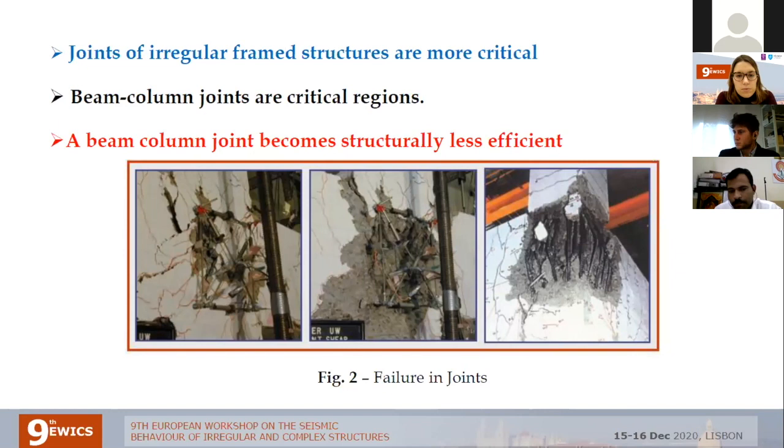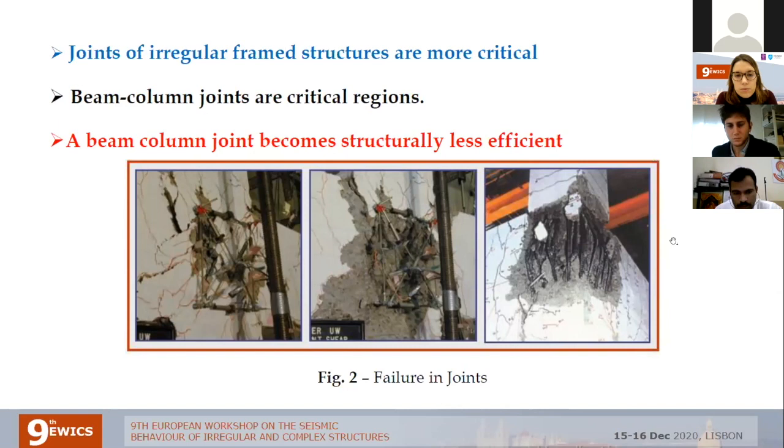Besides this, beam column joints in seismically susceptible zones are critical regions in RCC frame structures, and they become structurally less efficient when subjected to large lateral loads. In the given figure, we can clearly see that all the joints are damaged only because of the lateral loads.